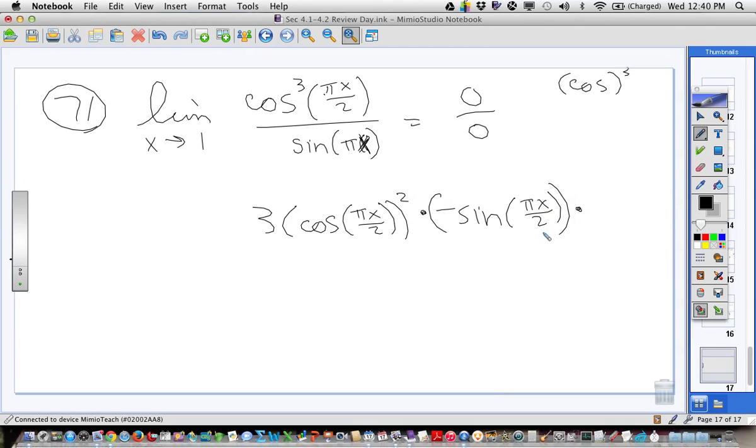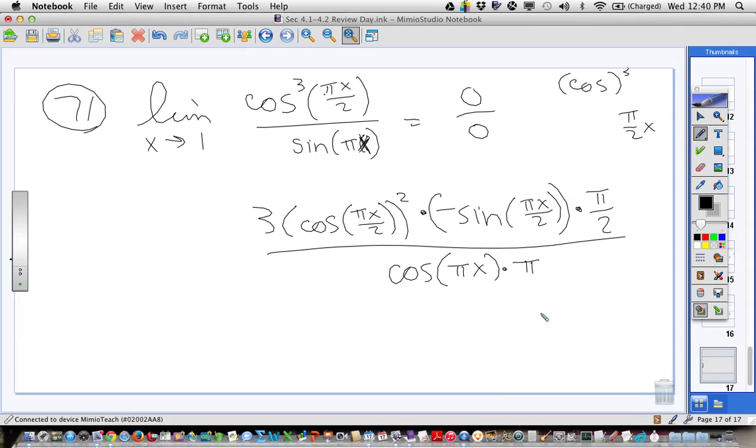What's the derivative of pi x over 2? Pi x over 2 is just pi halves x. So what's the derivative of that? Pi half. So that's all the derivative of the top. Times the derivative of the bottom, which would be derivative of the outside, cosine, leave the pi x alone, times the derivative inside, which would be pi.